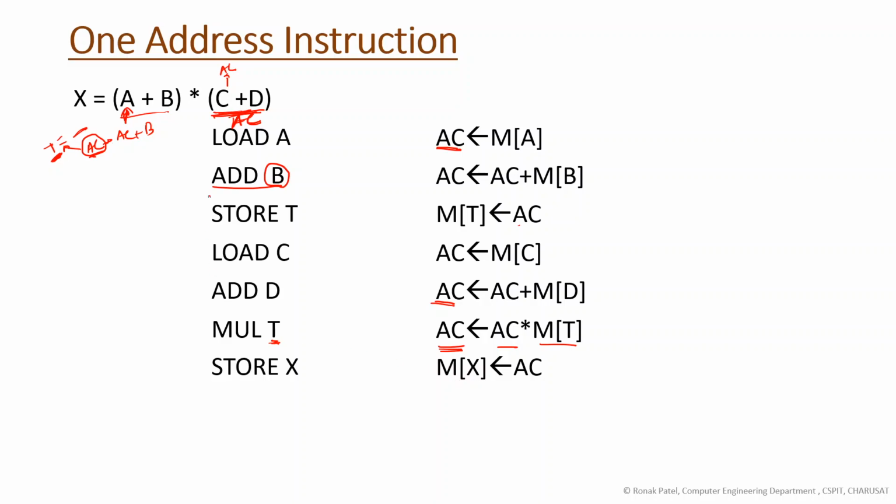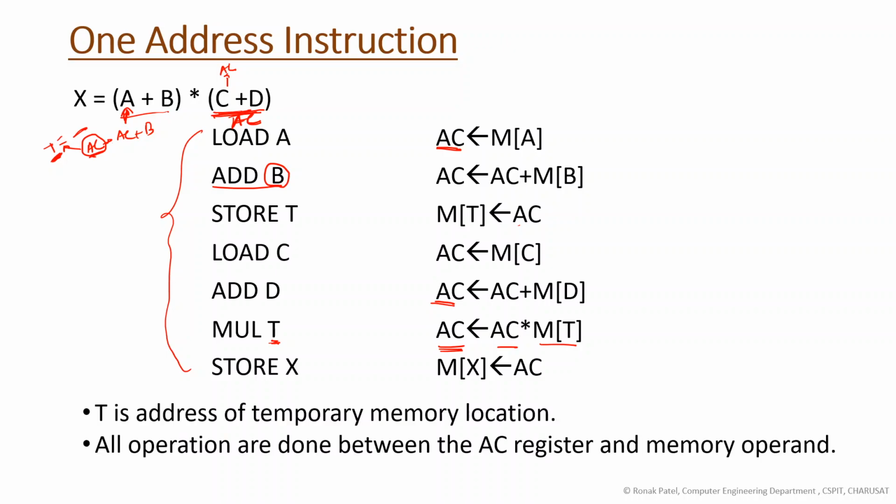Here you can see 1, 2, 3, 4, 5, 6, 7 instructions are there. The instruction length is now smaller, but the number of instructions is more now. Here T is the address of a temporary memory location, and all operations are done between the accumulator register and your memory operand.